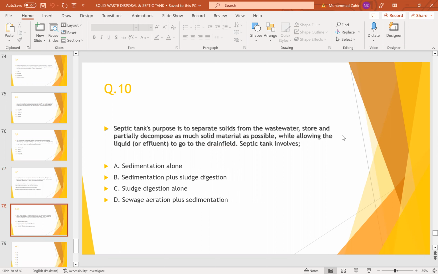A septic tank's purpose is to separate solids from wastewater, store and partially decompose as much solid waste material as possible while allowing the liquid or effluent to go to the drain field. Septic tank involves sedimentation alone, sedimentation plus sludge digestion alone, sewage aeration plus sedimentation. D. No, B is the correct answer. Sedimentation plus sludge digestion.